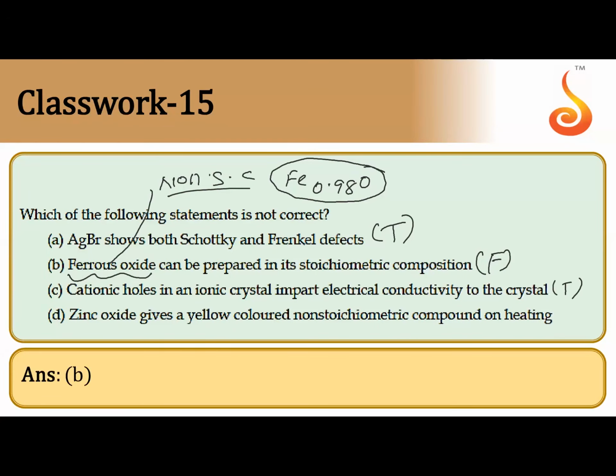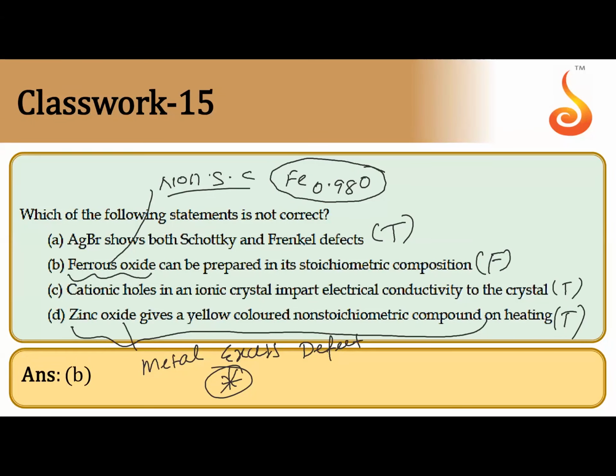Zinc oxide produces a yellow colored non-stoichiometric compound. That is also a true fact. Zinc oxide will give a metal excess defect. Therefore, this is also a true statement. Excess of Zn2+ ions formed will be trapped in the vacant interstitial sites, whereas electrons are entrapped in the neighboring interstitial sites. These entrapped electrons increase the electrical conductivity of zinc oxide and it turns yellow on heating.